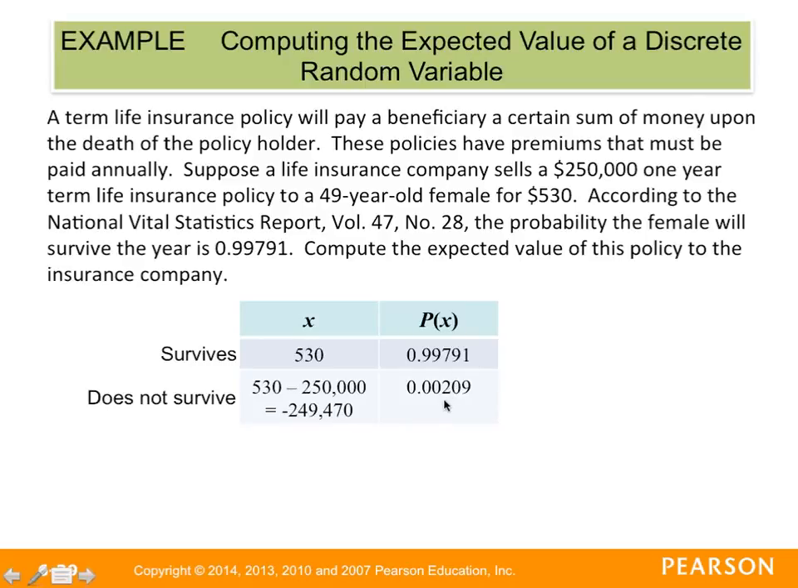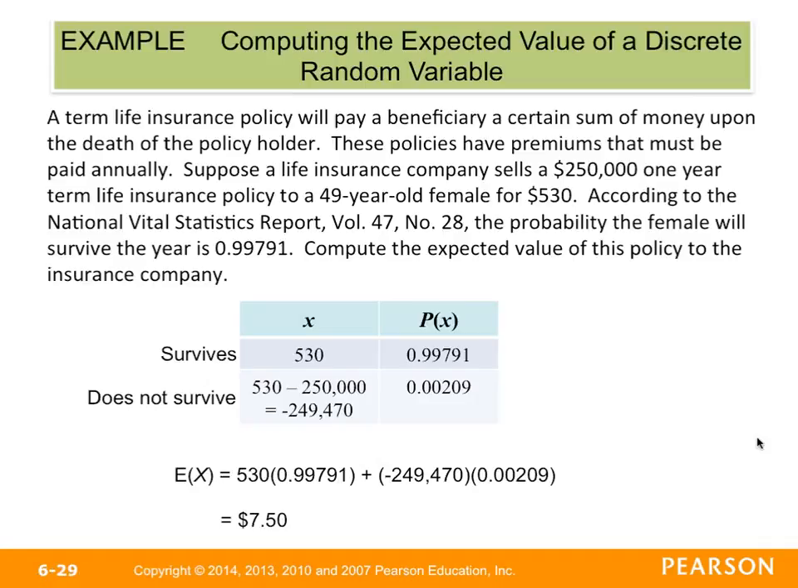And if you actually do that, that gives you 0.00209. So that's your probability. And then expected value, we already talked about, is just the same as your mean. So all you're going to do for this type of problem is, if you remember the formula for mean, take x times the probability, take x times the probability, and then add those two things together. So that's exactly what they've done down here. And if you actually calculate this, you have to multiply first and then add, or in this case, subtract. You're going to get $7.50.